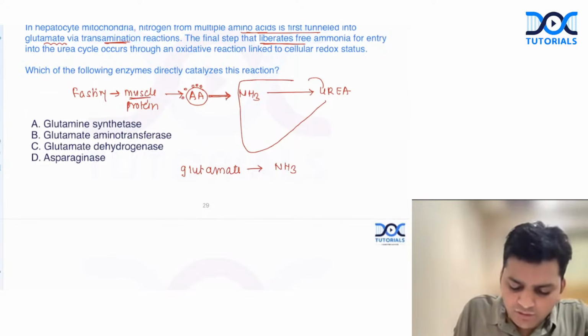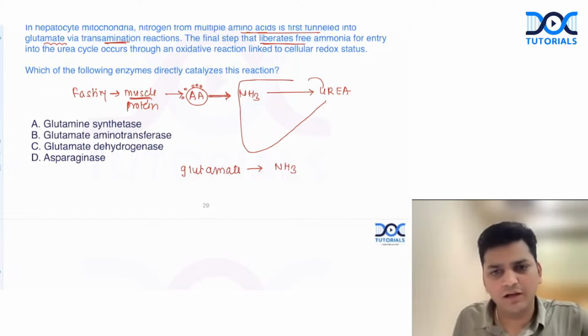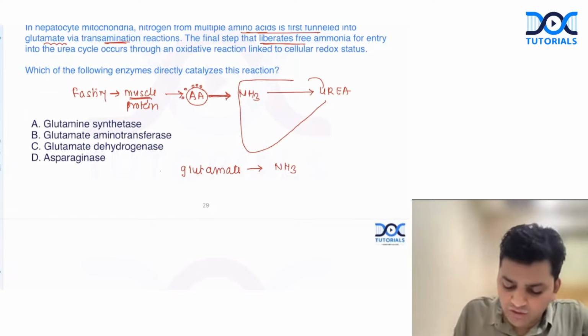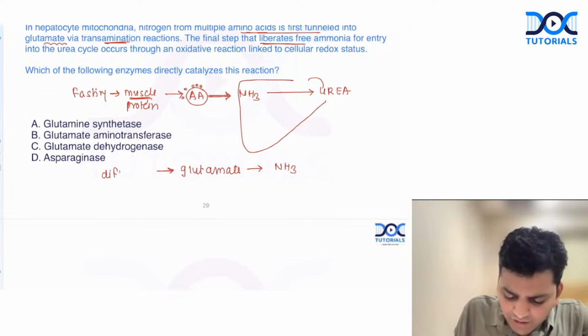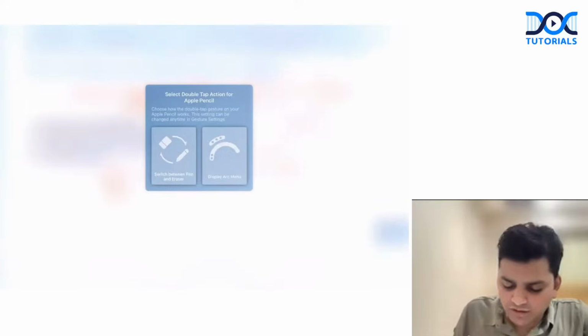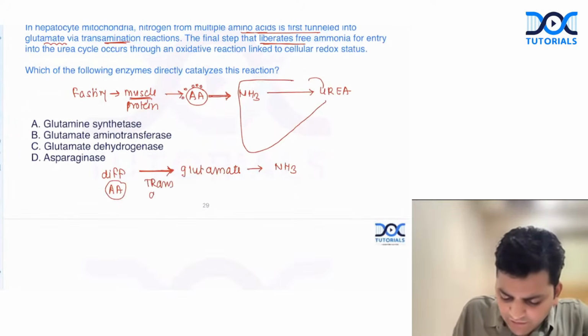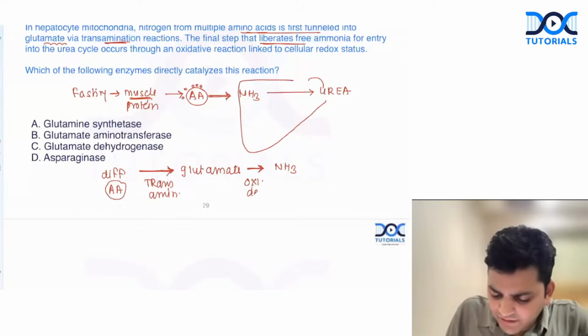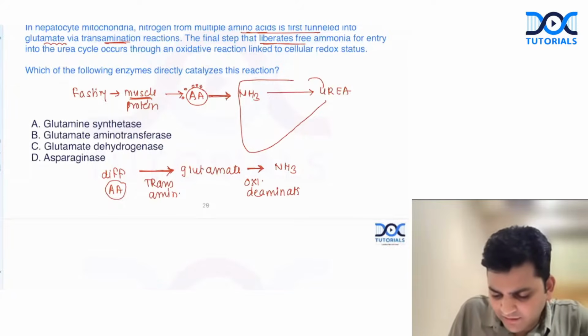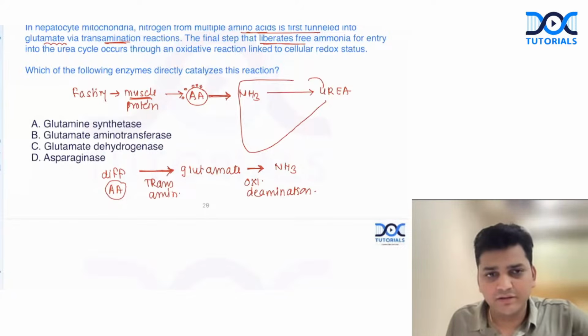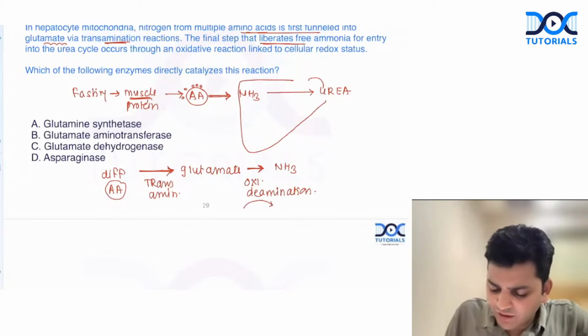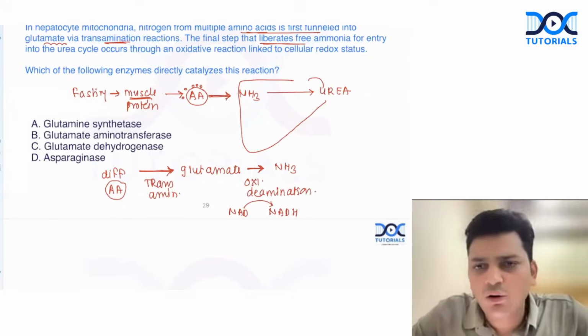Because the other amino acids are not giving the ammonia directly to the liver, the muscle will convert the different amino acids into glutamate. That is called transamination. Then the glutamate will go to the liver and donate the ammonia. If you remove the ammonia in the liver, this is called oxidative deamination, which we have discussed as step number 2 of biosynthesis of urea. In oxidative deamination, we also discussed that NAD converts into NADH. And whenever NAD, NADH comes, what is the name of the enzyme?